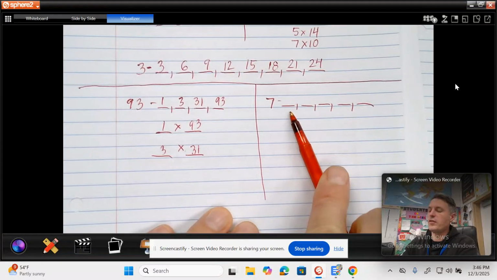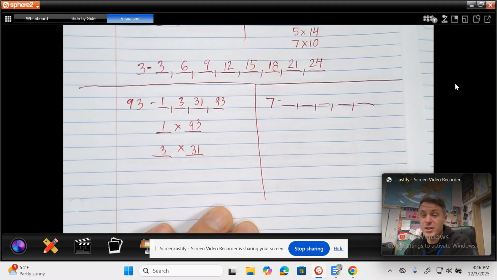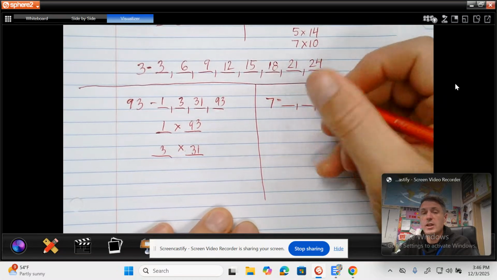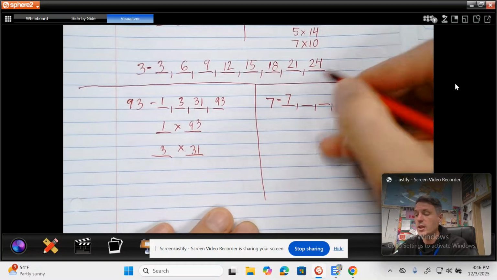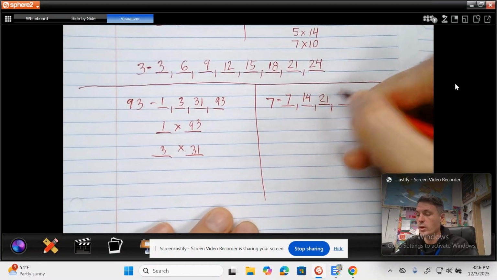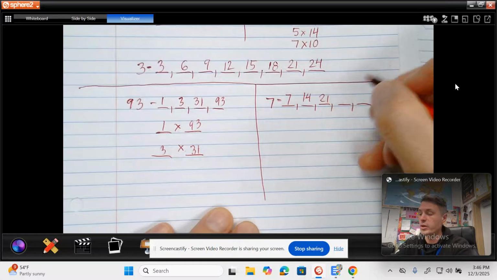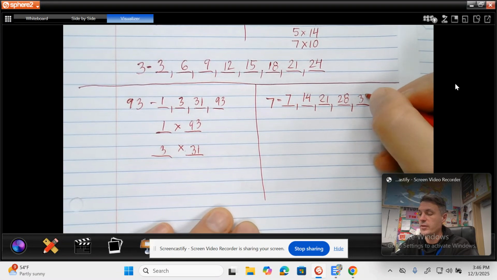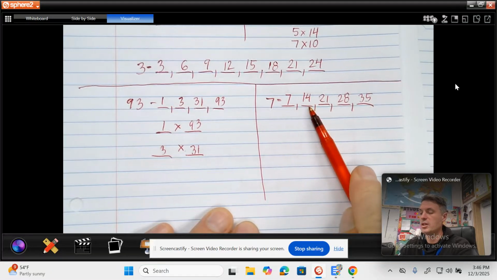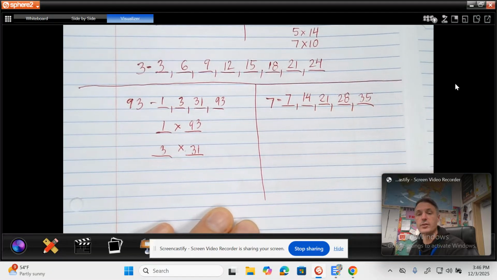And then what are the first 5 multiples of 7? They're just the first 5 numbers you say when you're counting by 7s. So the first number you say when you're counting by 7s is of course 7, then 14, then 21. Then after 21 you say 28, then you say 35. So 7, 14, 21, 28, 35.